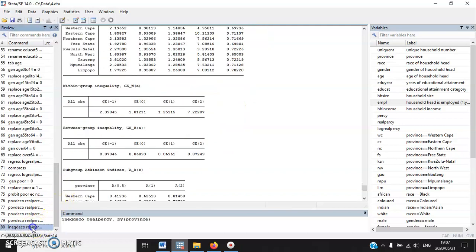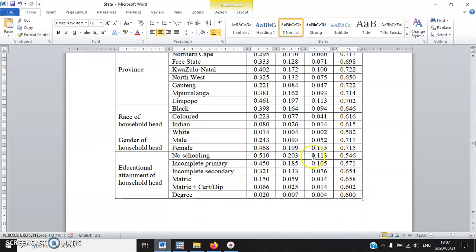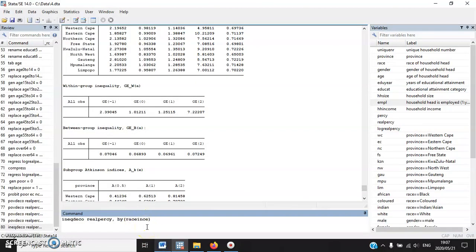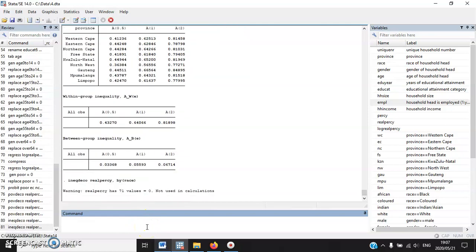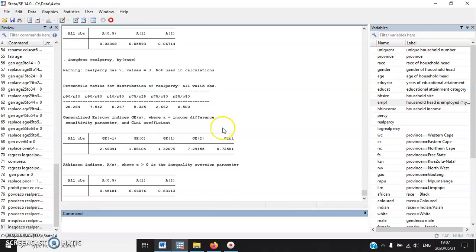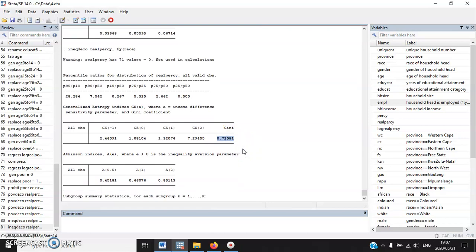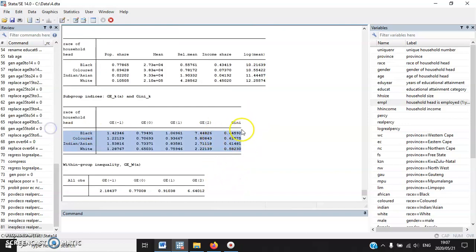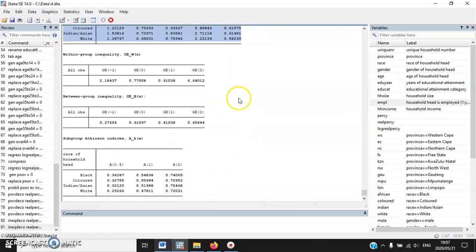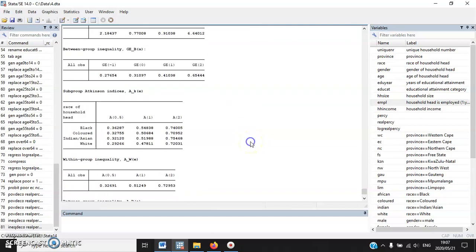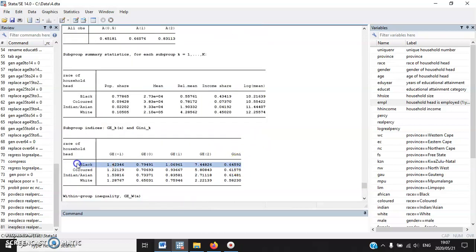Then we can do a few more. I'm not going to do all of them. Let's do one or two more. Let's say by race. Again, starting off with the national Gini coefficient, including everyone. Then you can notice the racial Gini coefficients. Okay, so the Gini coefficient is the highest for the African population.